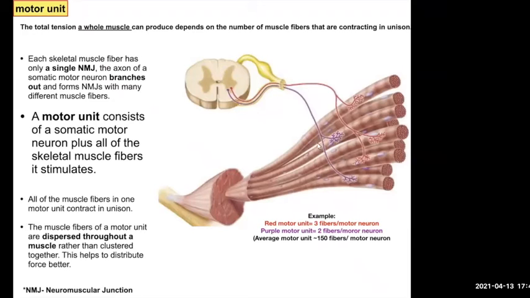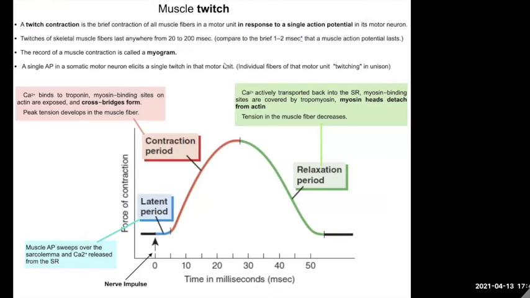When it sends its action potential down, that spreads out along all these branches and contracts all those muscle fibers. So we're going to step back from that for a minute and look at that response to a single action potential in a little bit different way than we did previously. We're going to look at a twitch contraction.